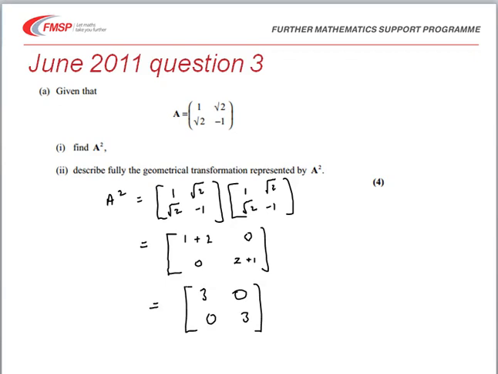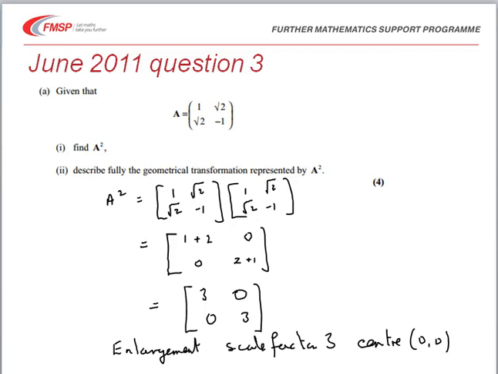For the second part of this section, we're asked to describe fully the geometrical transformation represented by this. So this is an enlargement, scale factor 3, center the origin, so 0, 0.